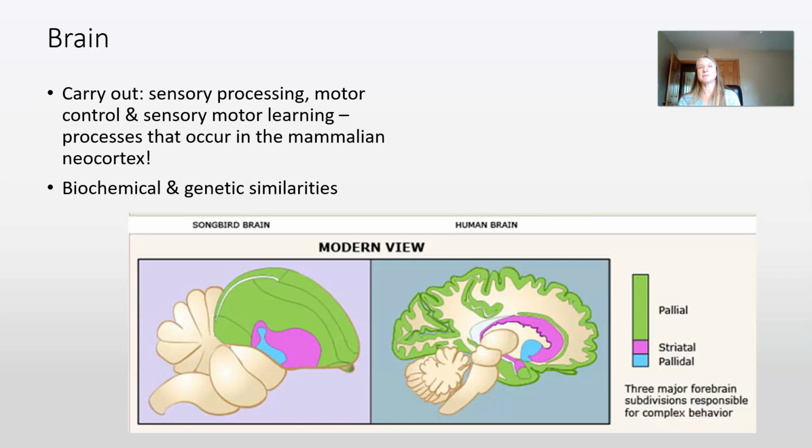When we think about the brain, it's the sensory processing, the motor control, sensory motor learning. Again, these are processes that all occur in our mammalian neocortex. So if we're thinking about our brain, this is the frontal lobe up here, parietal lobe, occipital lobe. All of this area is where we always think all these higher processes and coordination are occurring in a human brain, and smaller mammals have less developed those areas.